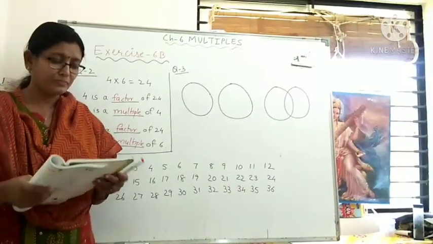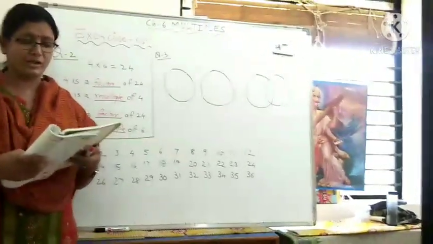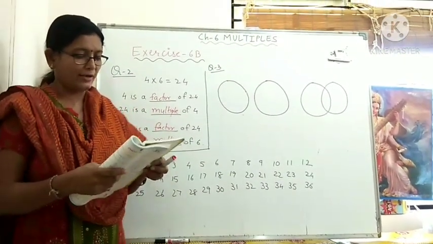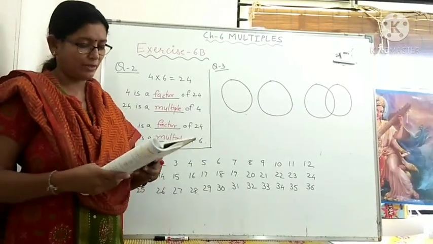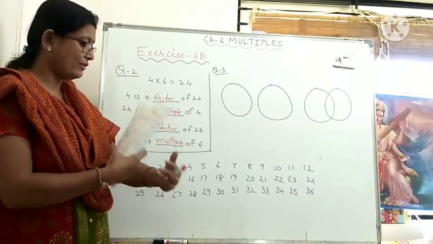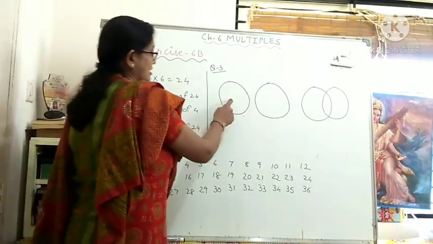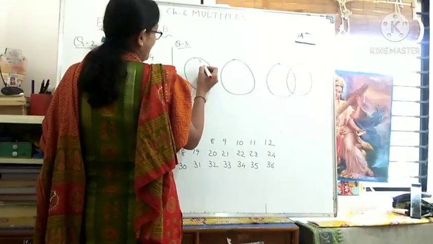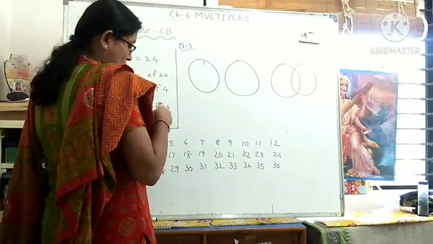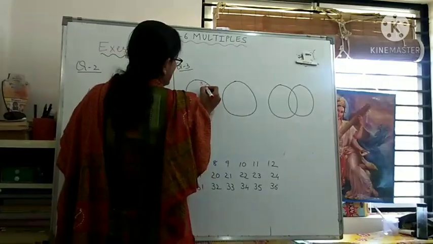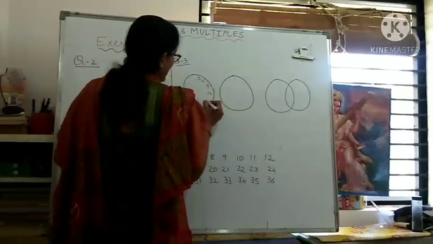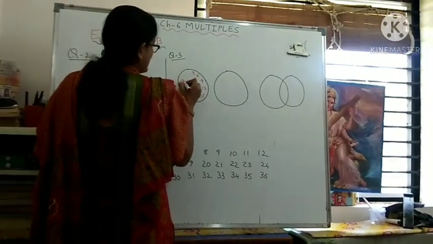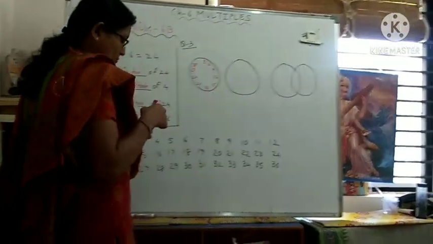Question number 3. Write the first 10 multiples of 3 in the blue circle and the first 10 multiples of 5 in the white circle, and rewrite the common multiples of 3 and 5 in the light blue part. Okay. So first we'll write the first 10 multiples of 3 in this circle. I have not colored it, but this is for 3. Multiples means you have to write the 3 table answers. Okay. 3, 6, 9, 12, 15, 18, 21, 24, 27, 30. Right? These are the first 10 multiples of 3.